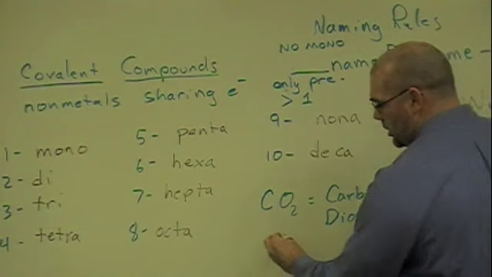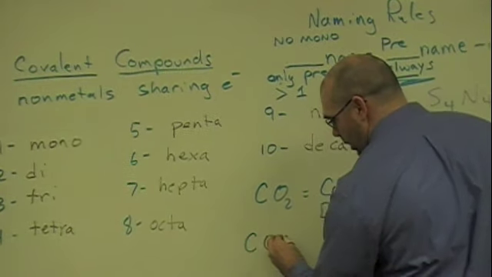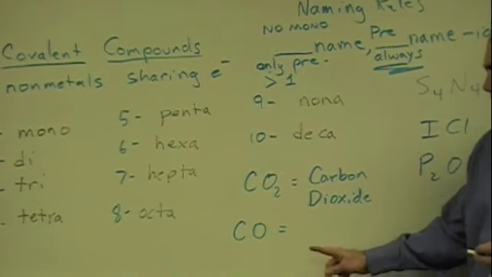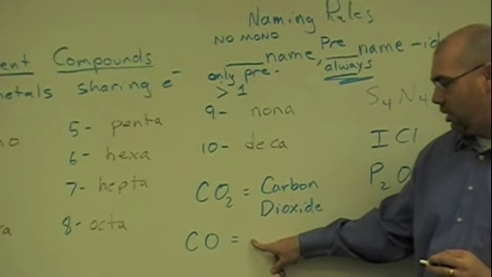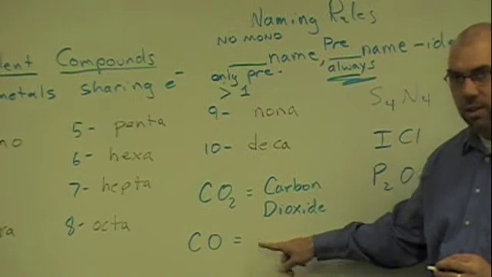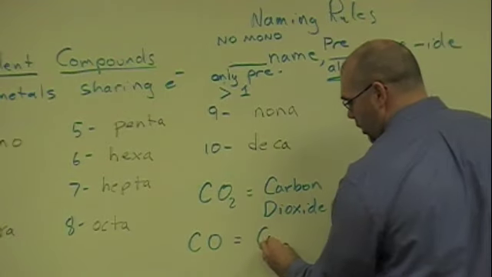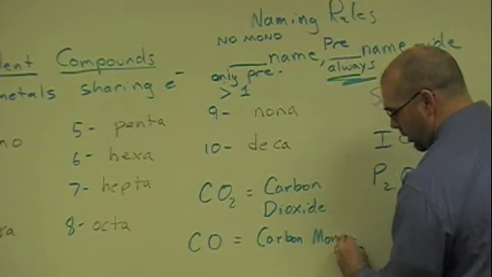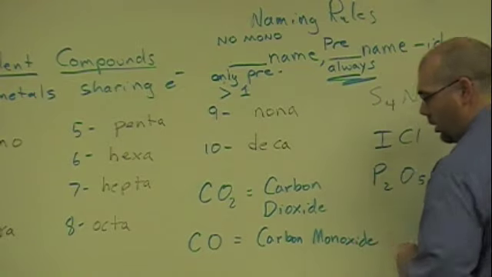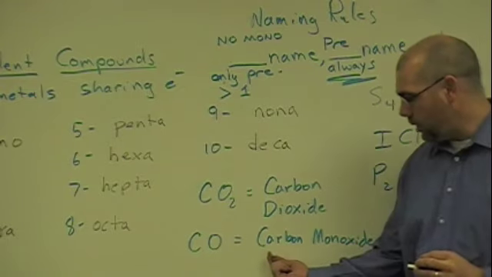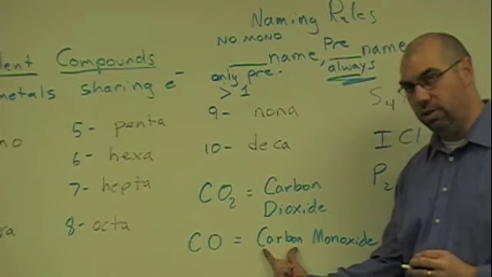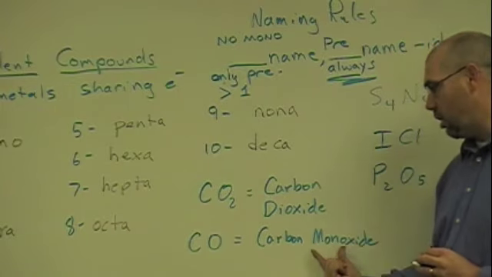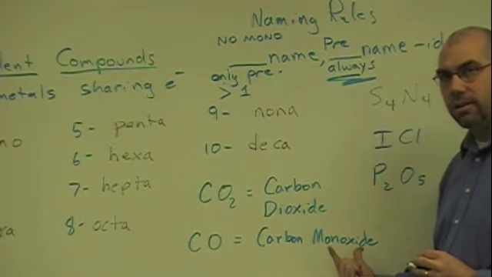So let's look at another example of that. Right, our poisonous gas from car exhaust. Carbon monoxide. So still you never mono the first one, you always prefix the second one. So we're looking at carbon monoxide.